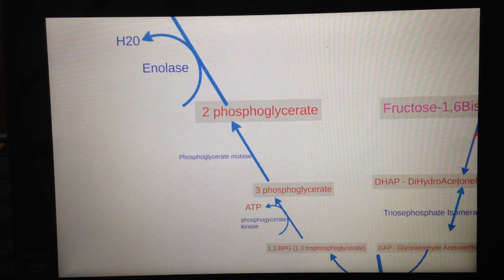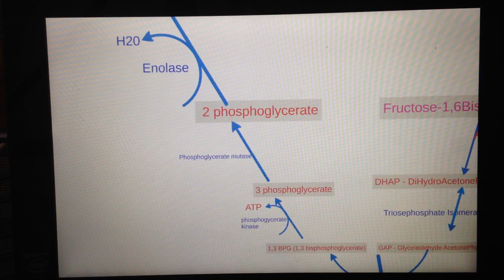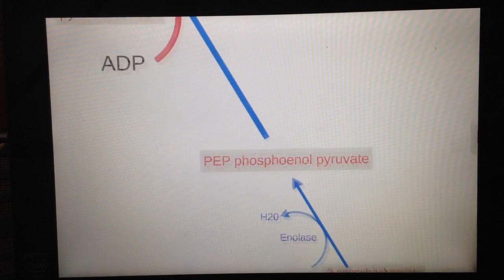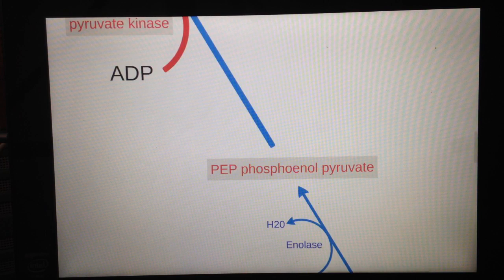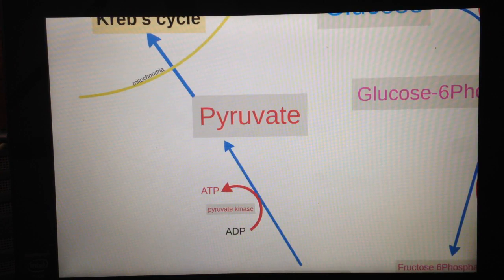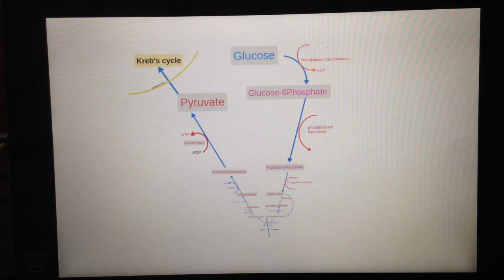Picking pumpkins, 3-phosphoglycerate and 2-phosphoglycerate. Preparing pies, the PEP, that's phosphoenolpyruvate, and pyruvate kinase. Preparing pies, pyruvate. Okay.